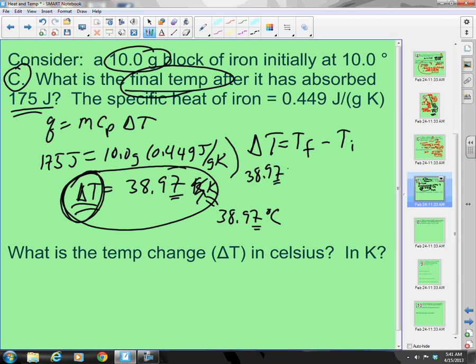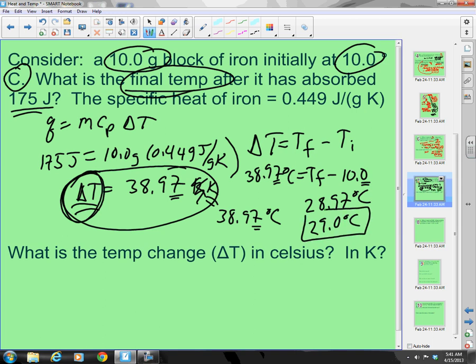38.97 degrees Celsius equals TF minus my initial temperature, 10.0. Good. So that looks to me like what? 28.97 degrees Celsius. I can only be significant to the tenths. So this becomes 29.0 degrees Celsius is my delta T.